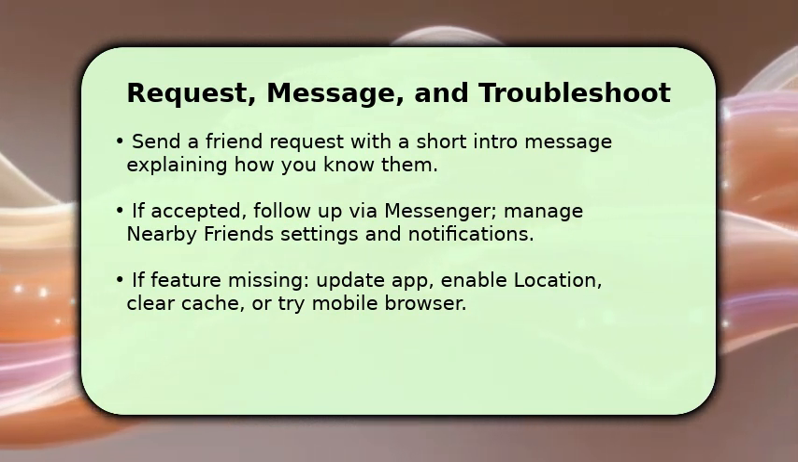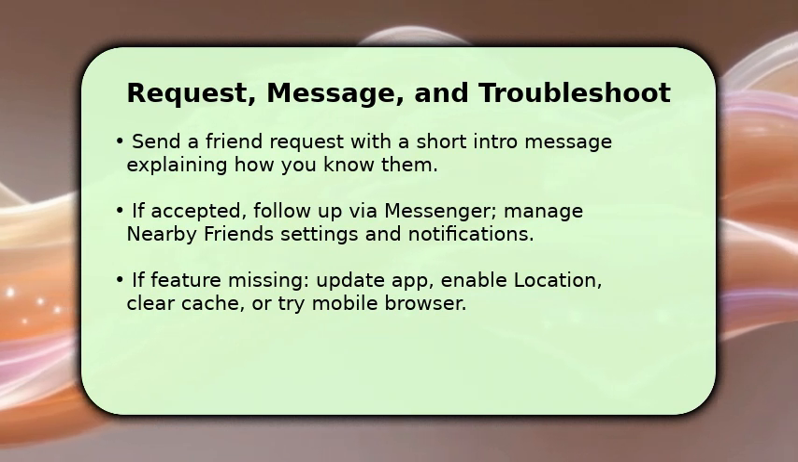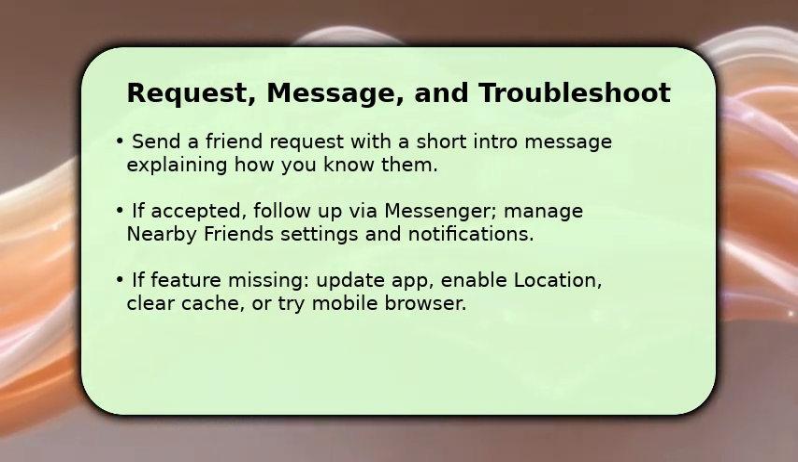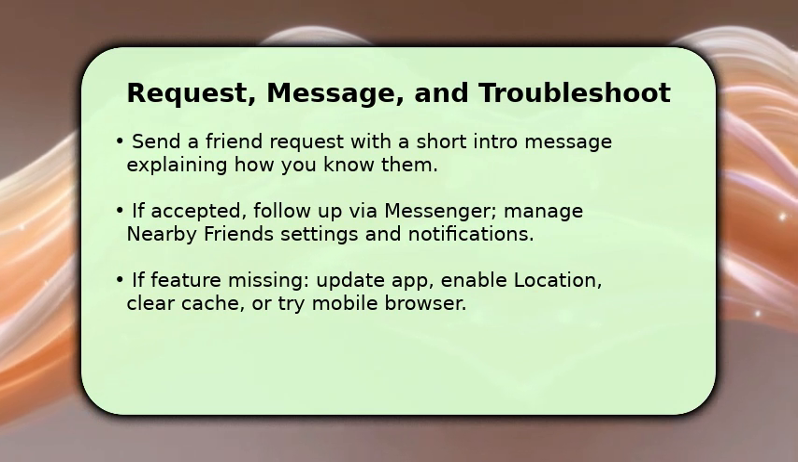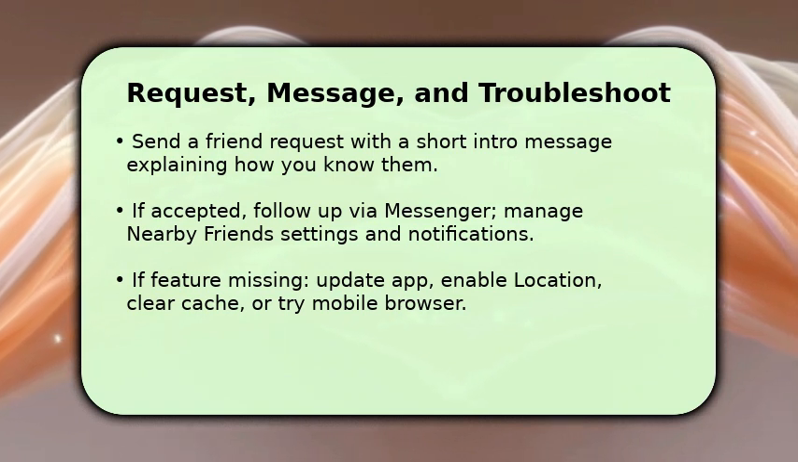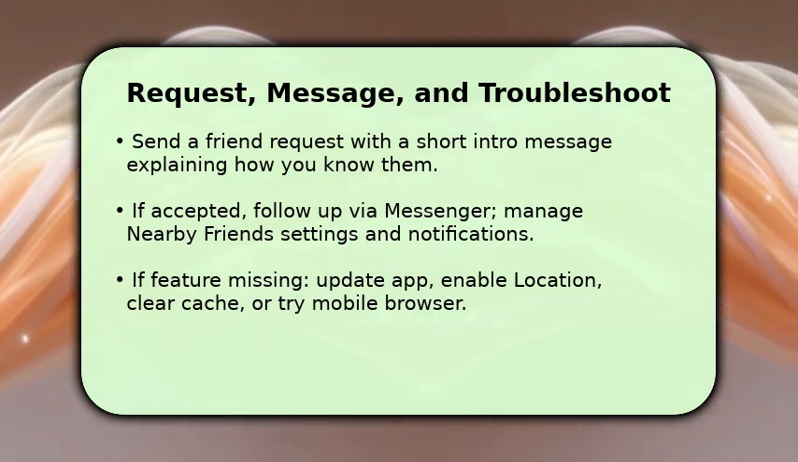If you don't see nearby friends, don't panic. Update the app, confirm location permissions, clear Facebook cache, or open Facebook in a mobile browser. If the feature remains unavailable, region or account settings might limit it. Check Facebook settings or try another device.